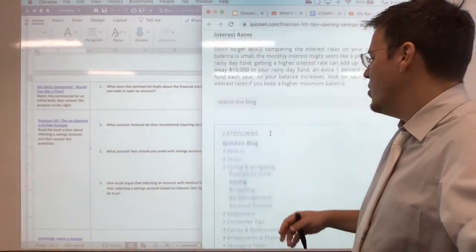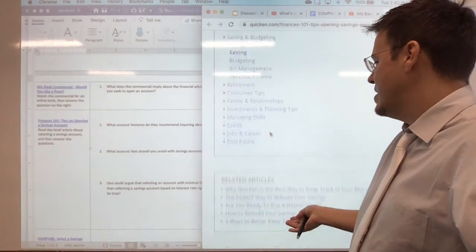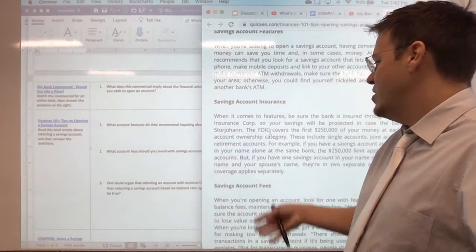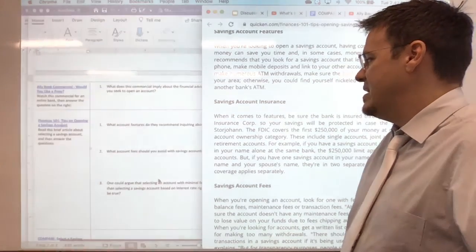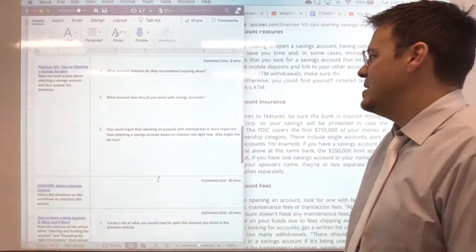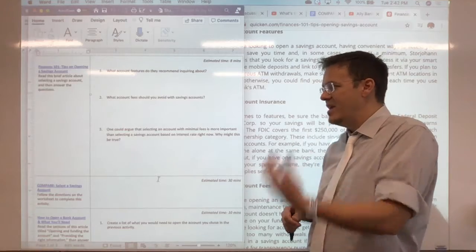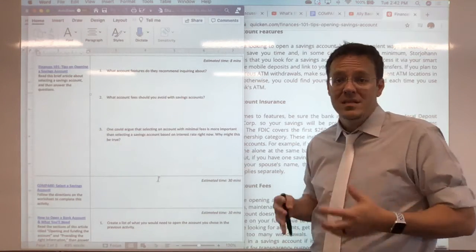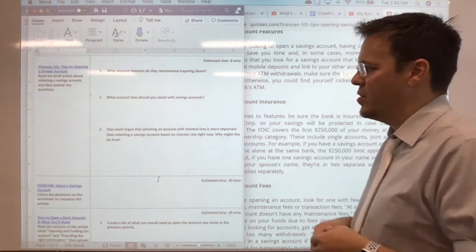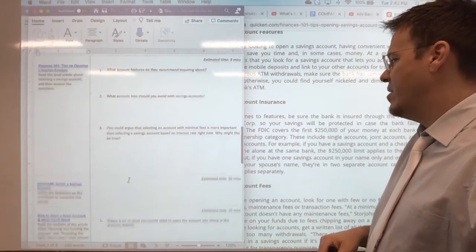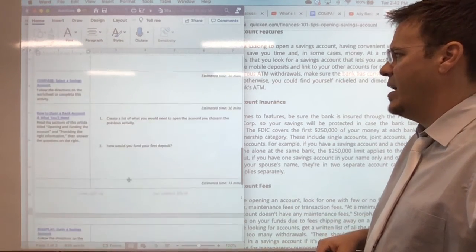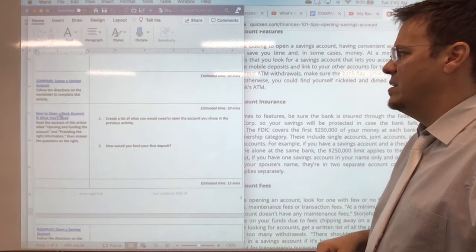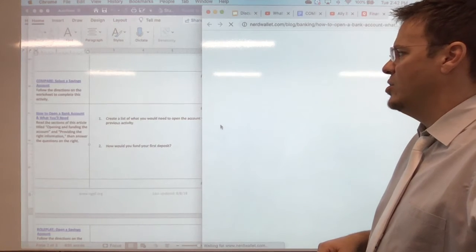So what you want to do is go in there and find out what it's like, okay? Figure out exactly what you need, what if there are any fees, okay? And then see if there is a minimal amount of money that you need to have in there in order to create a certain interest rate, right? That does exist. So read the article, skim through it real quick, and answer. Compare, this is the same thing, we're not going to go through that. How to open a bank account and what you'll need.